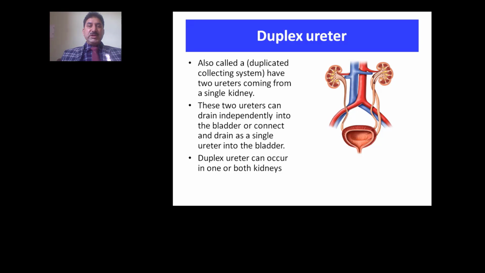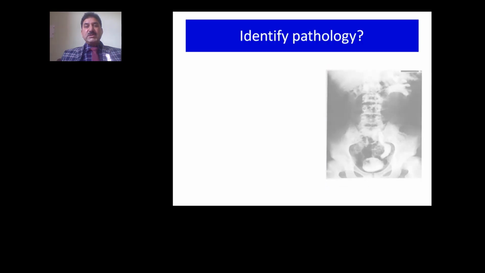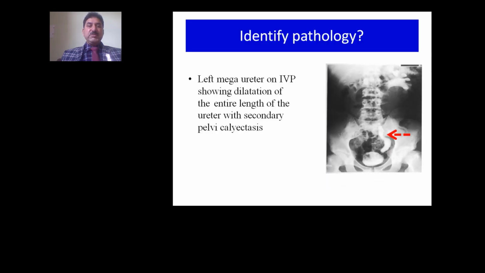Also called duplicated collecting system. Here two ureters come out from a single kidney. These two ureters can drain independently into the bladder or connect and drain as a single ureter into bladder. Duplex ureter can occur in one or both kidneys. Identify the pathology. Left megaureter on IVP showing dilatation of the entire length of ureter.